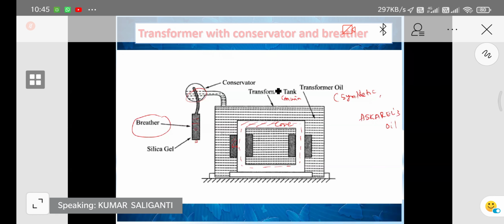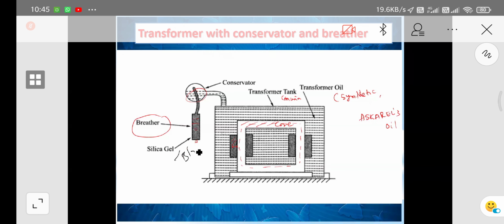Sometimes you may ask me, what is the color of silica gel? It is blue. When there is moisture in it, it turns pink. When the silica gel turns pink, you can remove it from the breather, dry it up, and then reuse it in the breather. Okay. Have you understood all these parts, dear students?